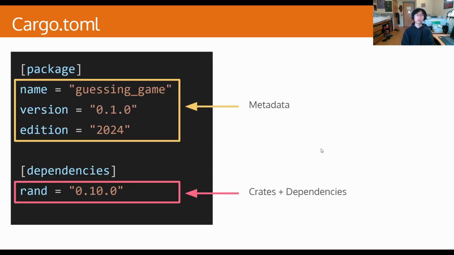Now let's look at the cargo.toml file. So there are two parts. The first part is the package. It contains metadata such as the name of your project, the version, as well as the edition of Rust you will be using. Then there's a dependencies section. Here, this contains any crates and dependencies you may want to import. For example, the RAND crate.